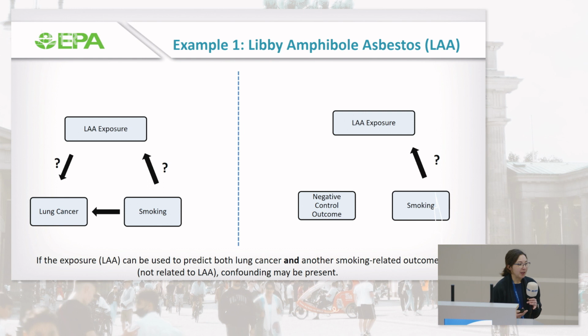So in this little schematic here on the left-hand side, that kind of shows our starting situation. We want to know, is there an association between asbestos exposure and lung cancer, but we fear that smoking might be a confounder of that relationship. So rather than looking at lung cancer, instead we replace that with our negative control outcome, because we would choose an outcome that we think is related to smoking, our potential confounder, but is not related to the exposure of interest, asbestos.